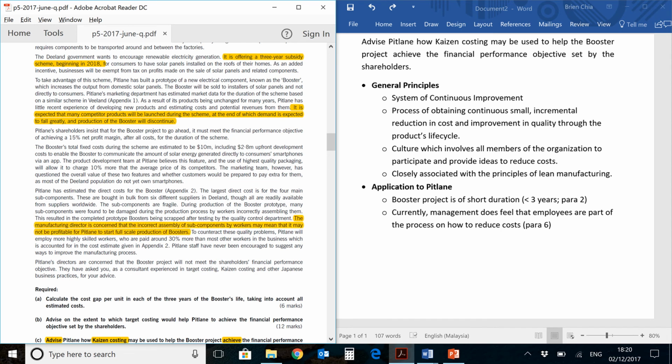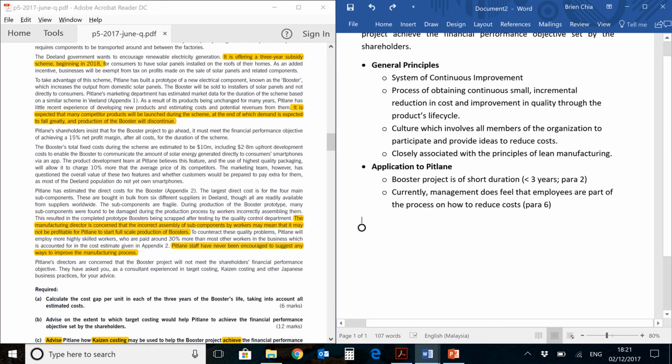The manufacturing director is concerned about the incorrect assembly of subcomponents. He thinks that the workers are the problem, and that's why he can't start production. And of course, down here, you'll see that pit lane staff has never been encouraged to suggest any ways to improve the manufacturing process. So how do we start our answer?